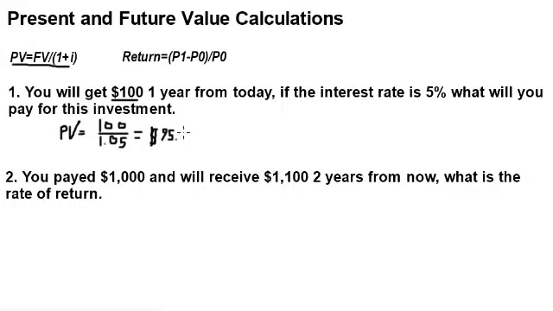And this makes sense. If you were given $95.23 today, that would be $100 a year from now. We can also do this problem with the return equation. So we just plug things in. We know that the return is going to be 0.05, the interest rate, and we know P1. This is where it gets confusing.